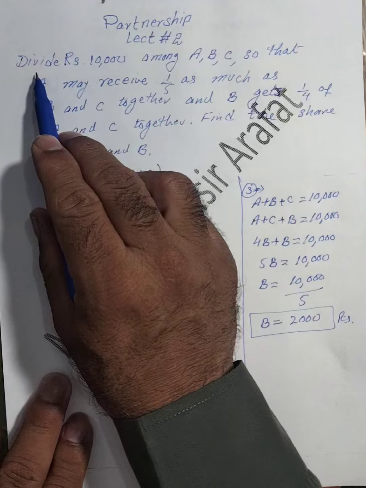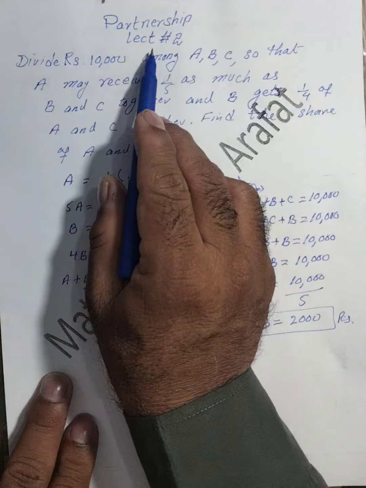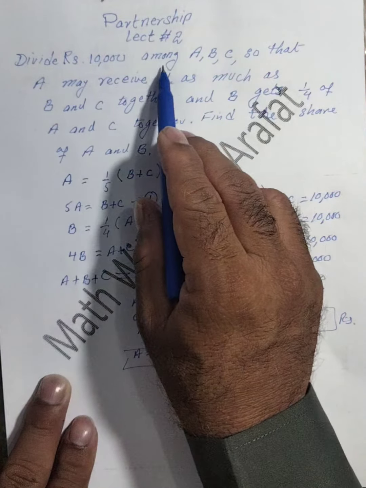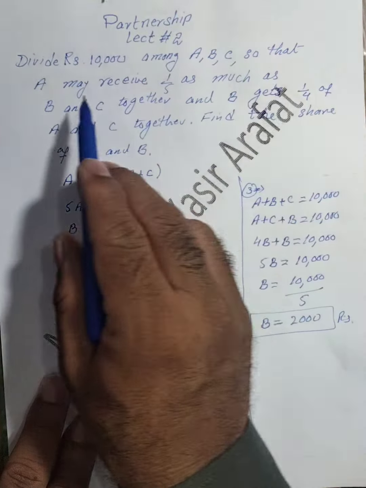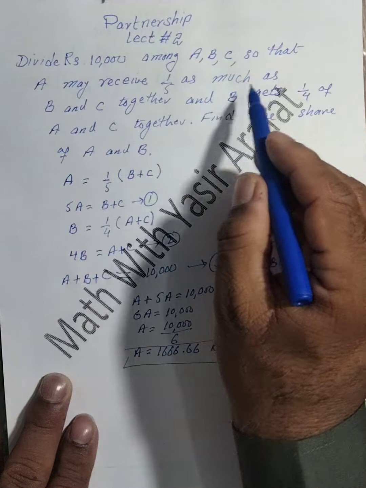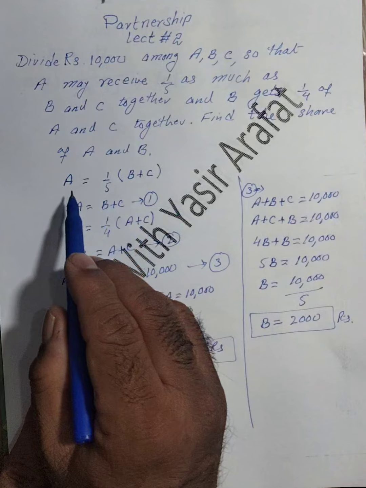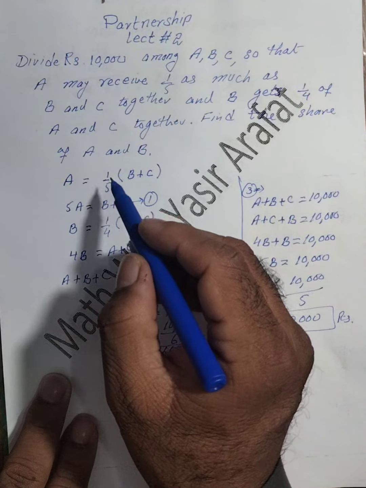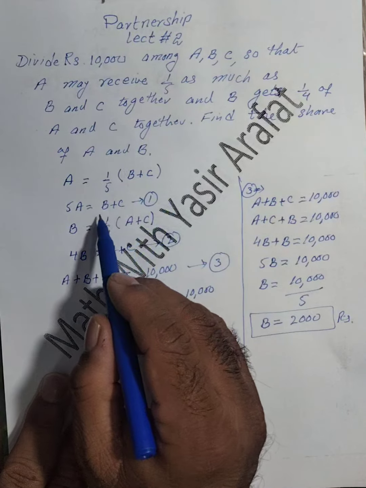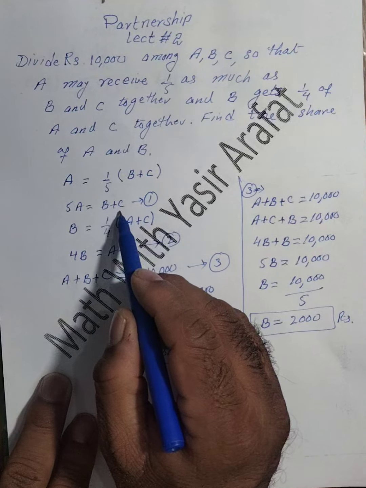Here in question number 2, in lecture 2 of the partnership, divide rupees 10,000 among A, B, C so that A may receive 1 upon 5 as much as B and C together. So that means A is equal to 1 upon 5 of B plus C. And we have to separate this one. This is equation number 1.